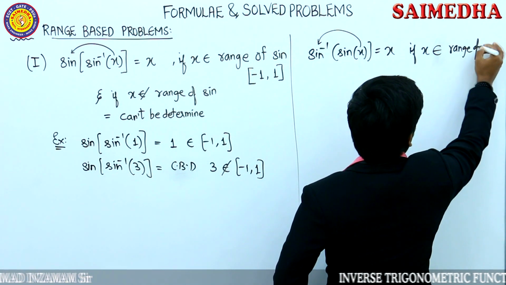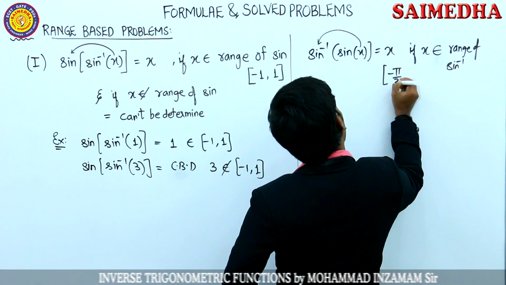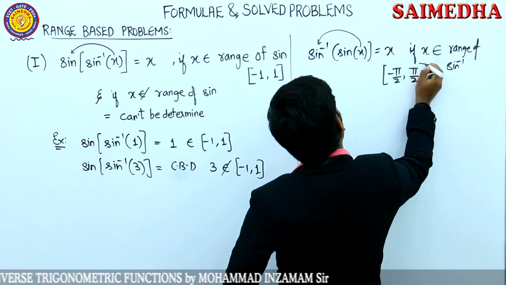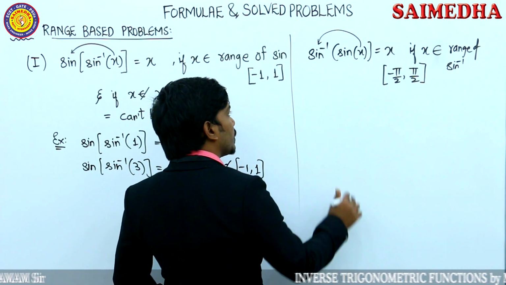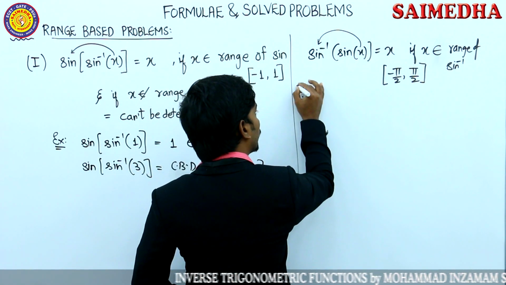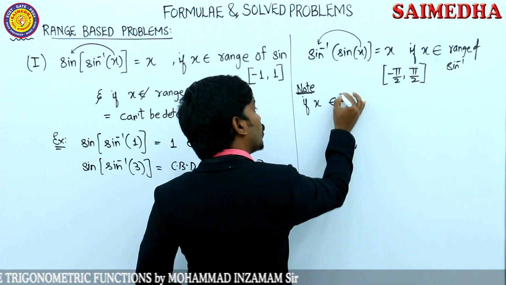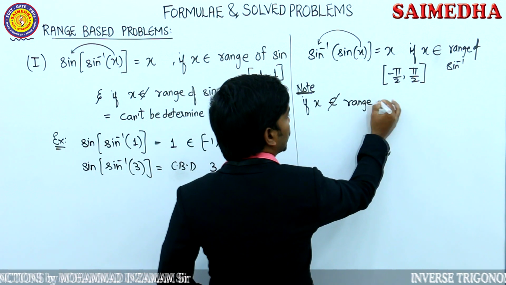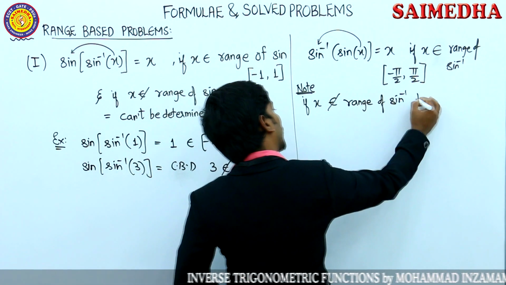What is that range of the first function? Sin inverse. What is the range of sin inverse? Minus pi by 2 to pi by 2. Okay? In this range, you can directly write the answer. Sir, what if not? This is what we need. Okay? Note: if x does not belong to the range of sin inverse, then what do we need to do?